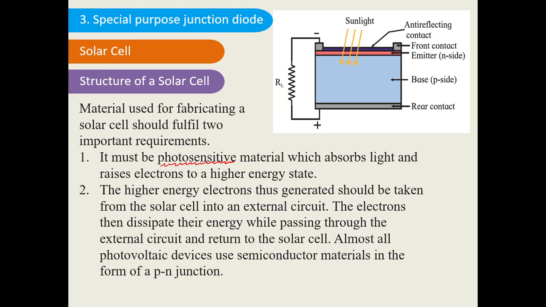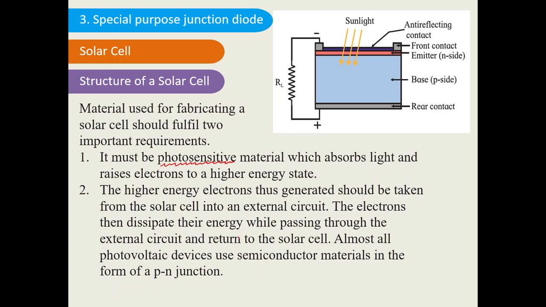So how could it be done? The electrons then dissipate their energy while passing through the external circuit and return to the solar cell, just like a normal cell. This is the external circuit. The electrons are emitted from the negative terminal, move to the external circuit, and again come back to the cell. They are telling the same thing: the electrons dissipate their energy while passing through the external circuit and return to the solar cell.